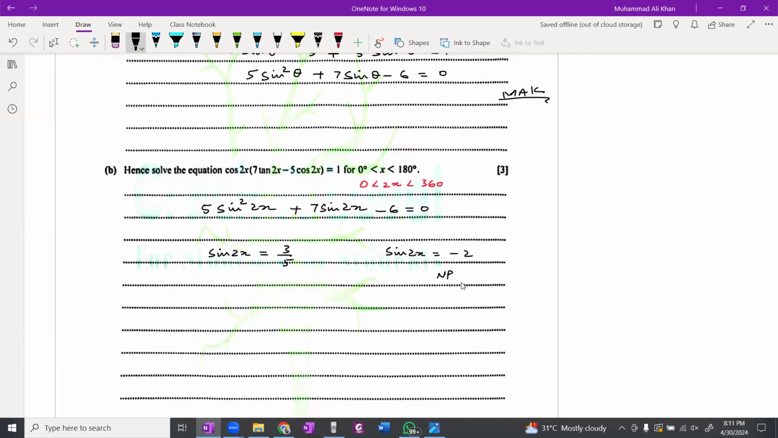And here, sine is positive in the first quadrant and in the second quadrant. So the basic angle is sine inverse of 3 upon 5, which is 36.9. Therefore, the first angle is 36.9, and the second angle is 180 minus 36.9, which is 143.1. After that, divide all the angles by 2. So it will be 18.5 and 71.6. These are the two results for the second part.